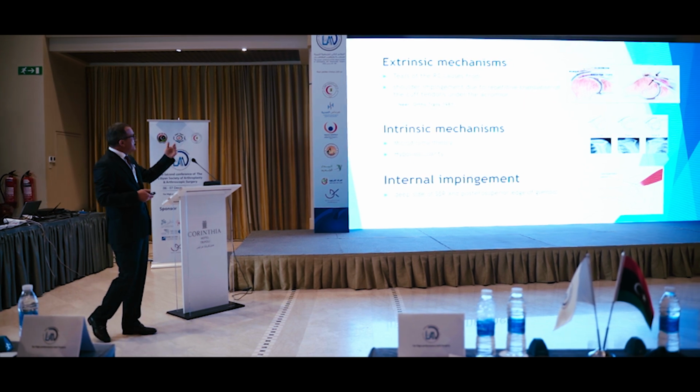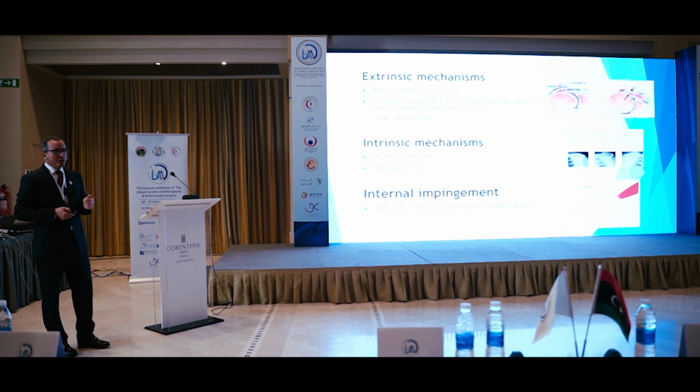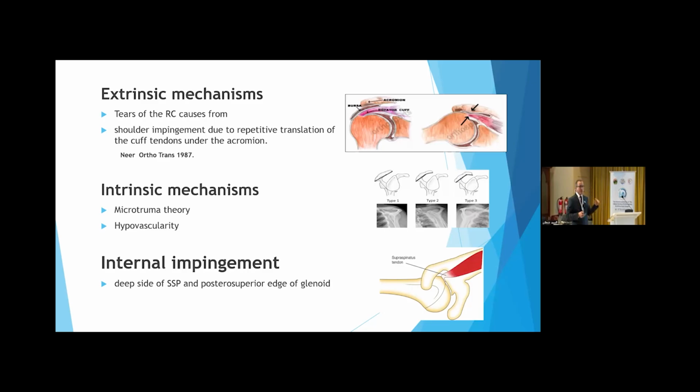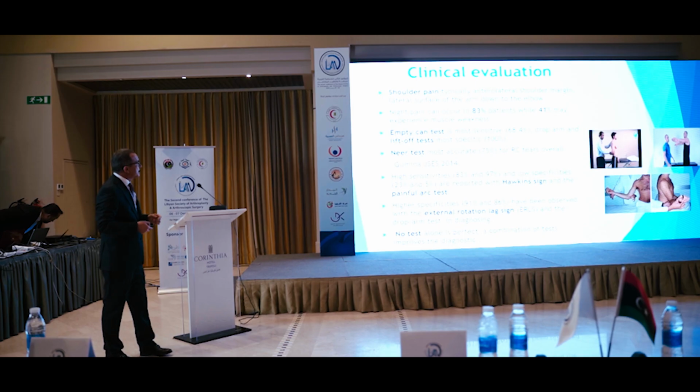The extrinsic mechanism is the impingement problem. The intrinsic mechanism includes microfracture, hypovascularity, and internal impingement, when the deep side of the supraspinatus muscle and the posterior edge of the glenoid impact together and lead to the tear.